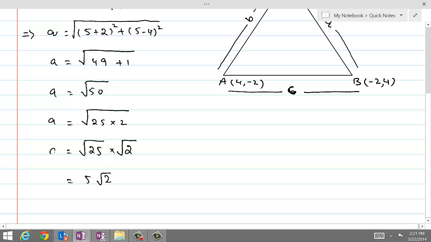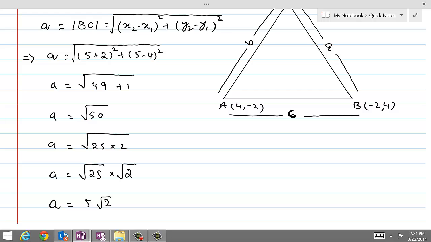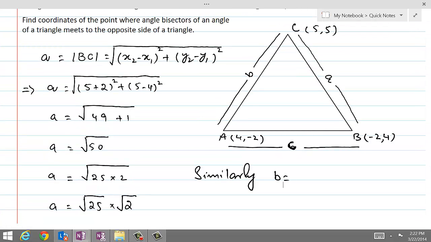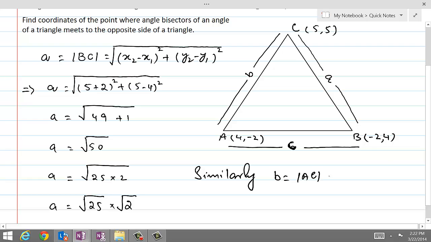And now we are going to find out the value for b. Similarly, b is equal to the length of the side AC. So this is AC, and the formula is still going to be the same, square root of (x2 minus x1) whole square plus (y2 minus y1) whole square.